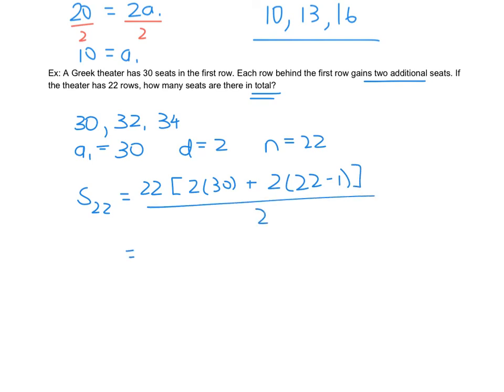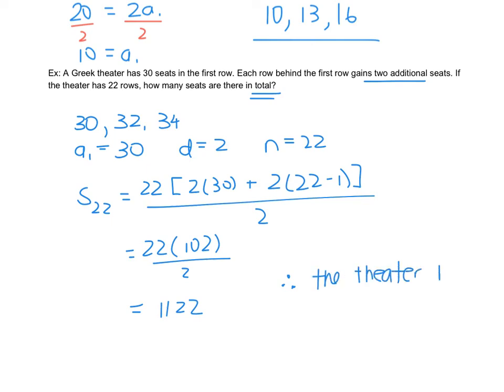And if you want, you can clean it up here. So that big bracket simplifies to 102. And this whole thing simplifies to 1,122. And because this is actually a word problem, we do need a therefore statement. Therefore, the theater has 1,122 seats. And that's it for this series.